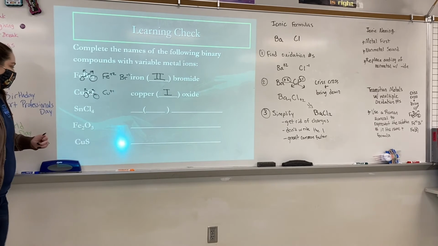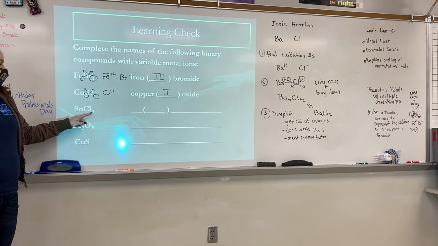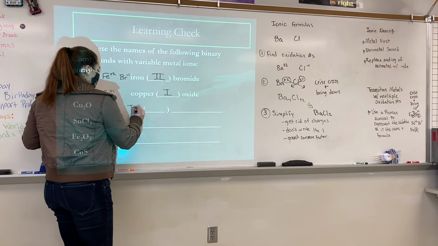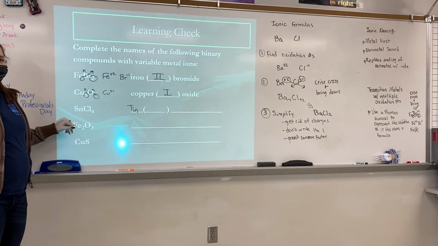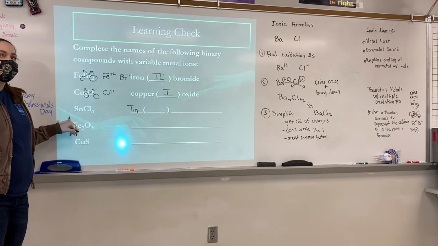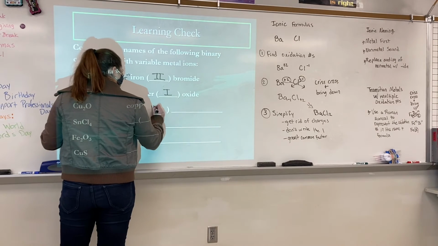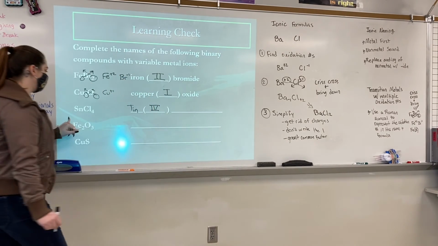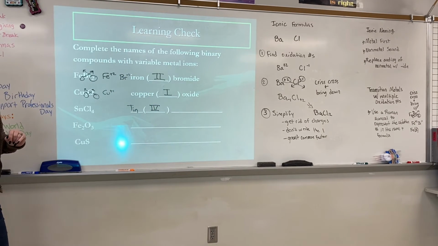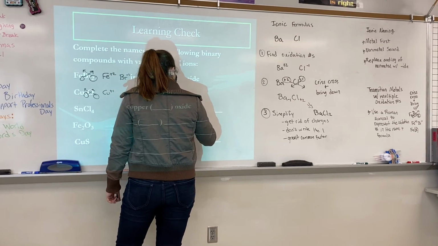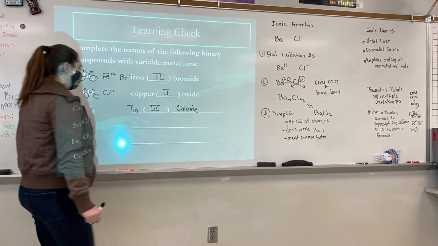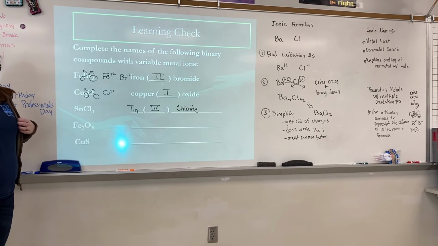All right. So what about SnCl4? What is Sn? Tin. And for this pairing, what would the oxidation number be for tin? 4, or IV. And then what is the second part of this name? Chloride. Very good.